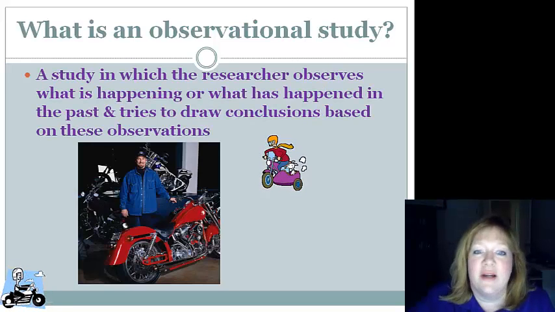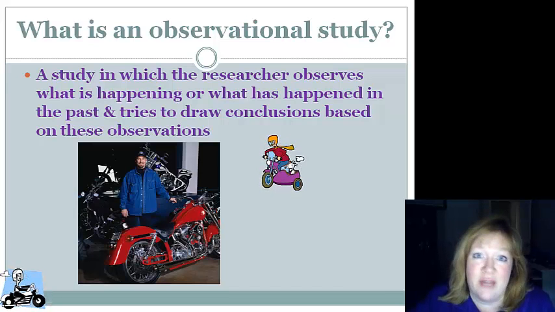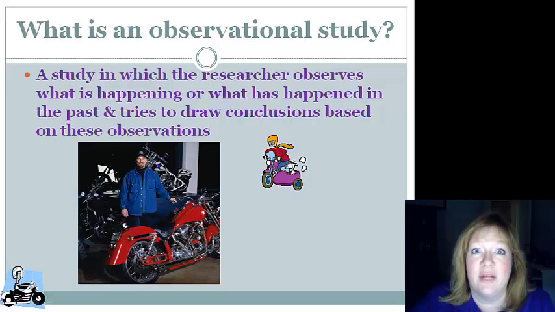This is where a researcher observes what's happening or what has happened in the past, and he tries to draw conclusions based on these observations. Now, the example that your book gave was that they noticed that the trend for motorcycle owners was that they were getting older and richer.